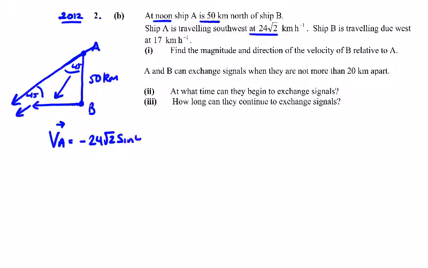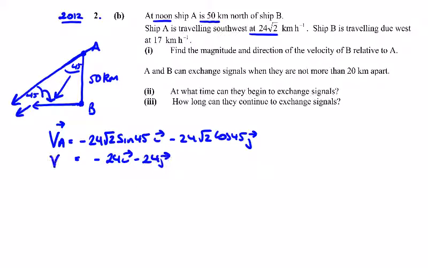It will be the sine of 45, but it doesn't actually matter here. We could take this 45 and use the cos of it in the i direction. Minus 24 root 2 cos 45 in the j direction, where the root 2 becomes 1 over root 2, cancelling the root 2 on top: minus 24 in the i direction, minus 24 in the j direction for the velocity of A. The velocity of B is due west at 17 kilometers an hour, so minus 17 in the i direction, plus 0 in the j direction.